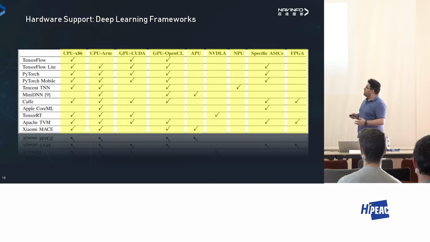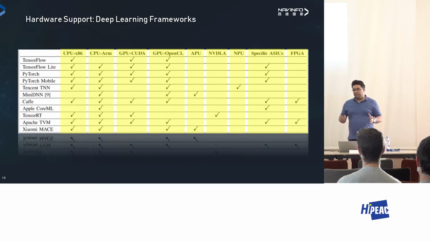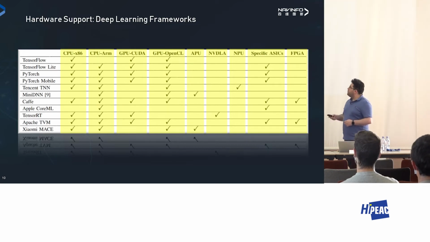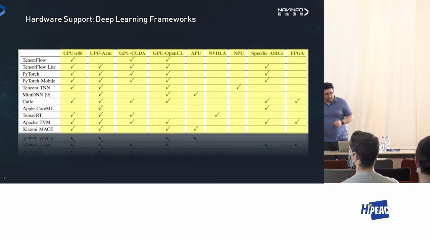So the whole point here is that if we develop something with TensorFlow, for instance, and we want to run it for ARM or for APU or for NVDLA, we will have a problem. This is the main issue. Not everything from this series of deep learning frameworks can support whatever architecture that we have in mind. So with this, now Ajay will explain the problem in more detail.